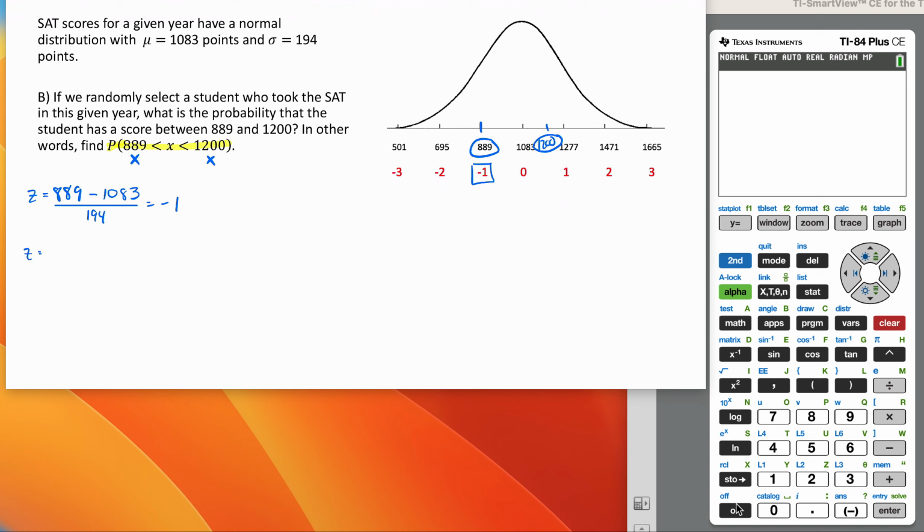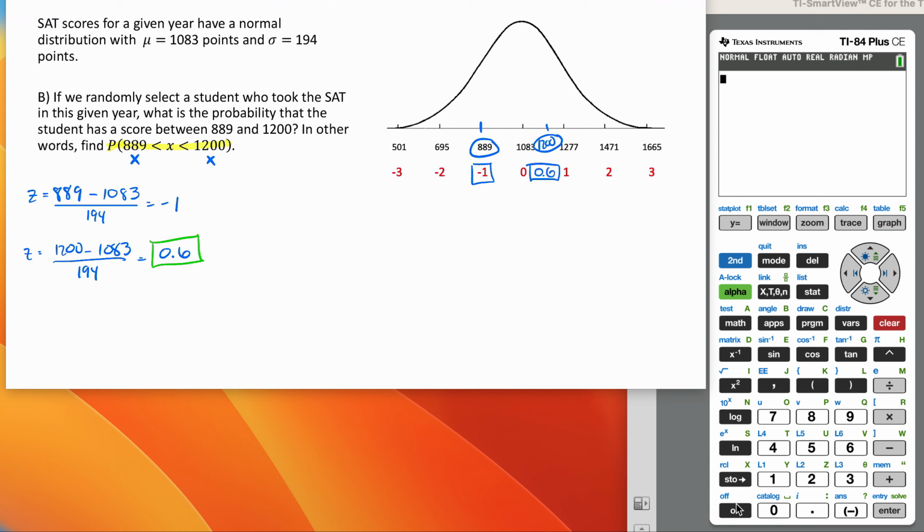And then if you recall from part A, if we do the same calculation for an SAT score of 1200, that gave us a corresponding z-score of positive 0.6. So again, I'll mark that on the table here. And now if we're using the z-table, we're going to look for the area that corresponds to these z-scores. Remember, the area given in the z-table is always the area to the left.